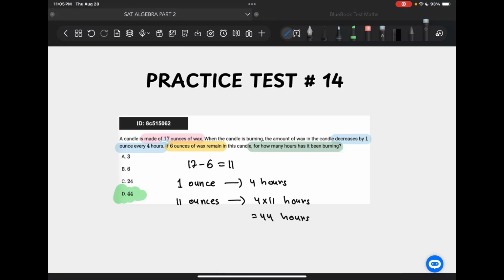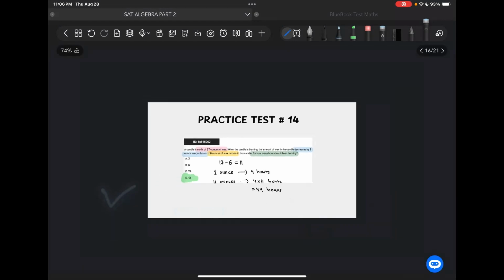So if the initial was 17 and we are left with 6, how many ounces of wax actually burned? 11. So 17 minus 6 is going to give us 11. And we already know that 1 ounce is going to take 4 hours. Therefore, to burn 11 ounces, it's going to take 44 hours. Okay. So the answer is option D.